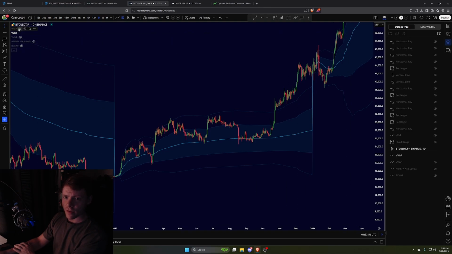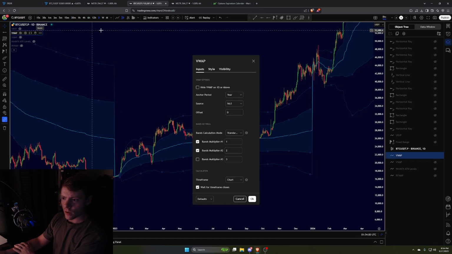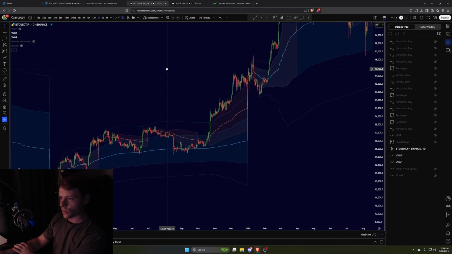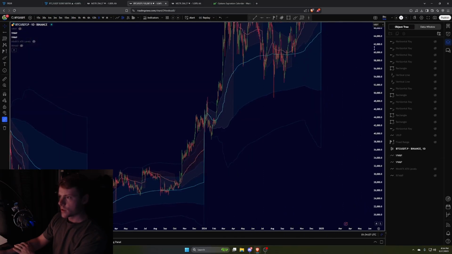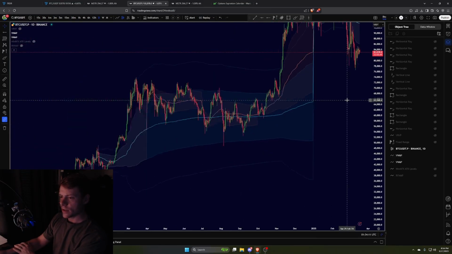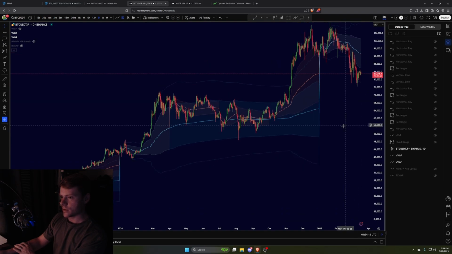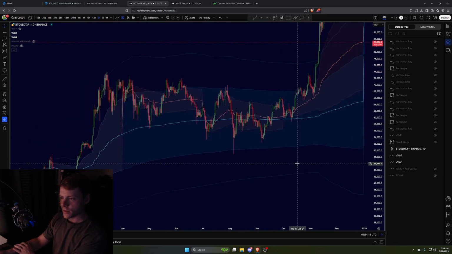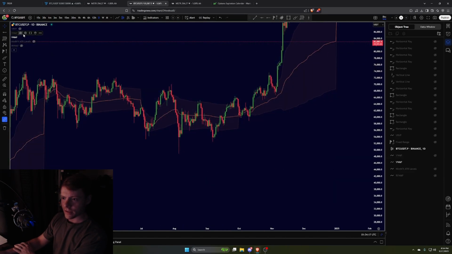So we have the yearly VWAP, and then I also have the quarterly. I like to put them on the same chart, and you guys can tell it gives you areas to trade. Look at this one here. I think this is the best recent example.